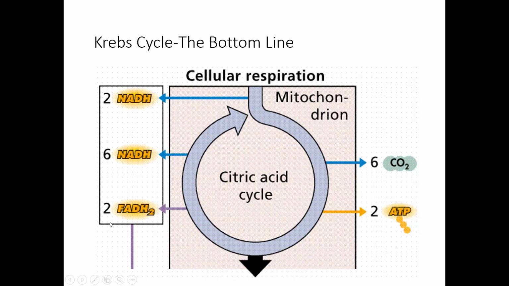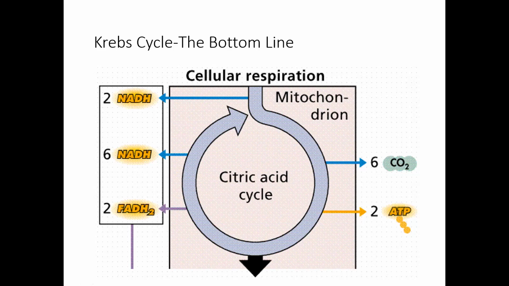Where'd they come from? From the breakdown, from the oxidation of the pyruvic acid and the compound that is made into the citric acid and so on. So you get 8 NADHs and 2 FADH2s. You get 6 CO2s and you get 2 ATPs. 6 CO2s. Remember the formula?